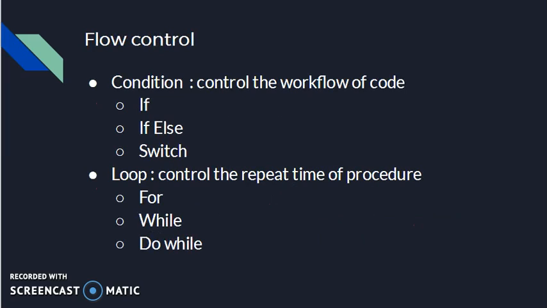Next type is flow control, which is a critical part in programming. It has 2 subtypes, which are condition and loop. Condition controls the workflow of code, which are if else, and switch. Loops control repeat times of a procedure, which are for loop, while and do-while loop. Please finish the flow control lesson and we will meet in the next couple of minutes.